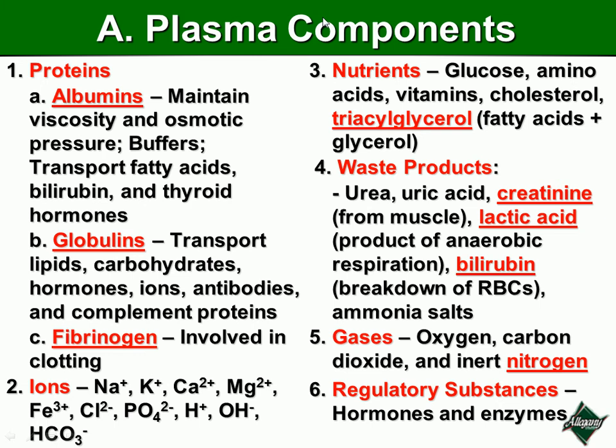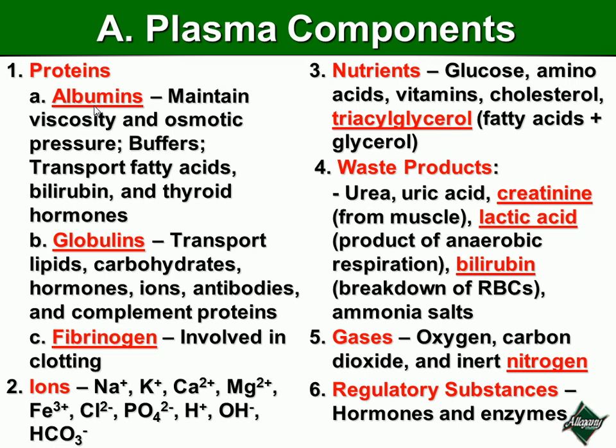Again, in the plasma you have the plasma proteins. The most common protein found in the blood plasma is albumin. Albumin is important for maintaining the viscosity and also the osmotic pressure of the blood, and it is also used for buffering and to transport fatty acids, bilirubin, and thyroid hormones.